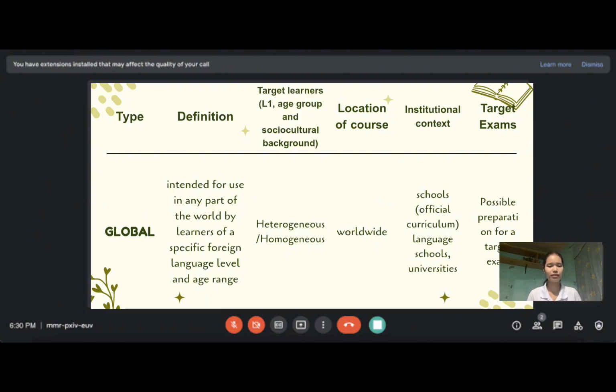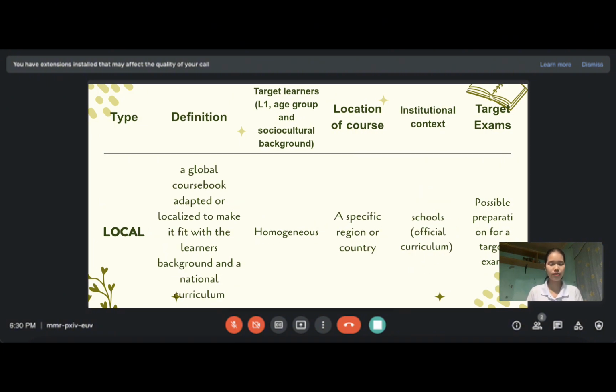Now let's proceed to the target learners. For global, it is heterogeneous and homogeneous. So when we say heterogeneous, it is like in a classroom, students speak different languages or they don't have the same first language. So in an international school, for example, students might come from Japan, Korea, and or China. So literally, they don't have the same first language and they don't share the same culture.